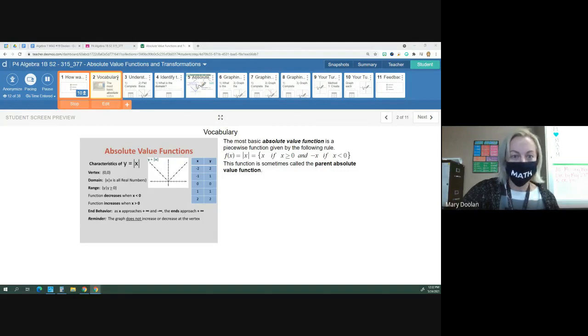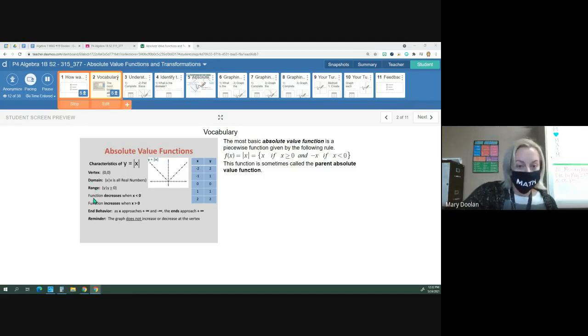All right, so on screen 2, this is our vocabulary for this lesson. Absolute value functions. So characteristics of y equals the square root of x. It looks like this. Okay, there's a vertex of this graph at the origin 0, 0. The domain, all the possible x values are all the real numbers. Okay, and the range, all the possible y values are every y value greater than 0. Okay, there's no negative y values in this graph.